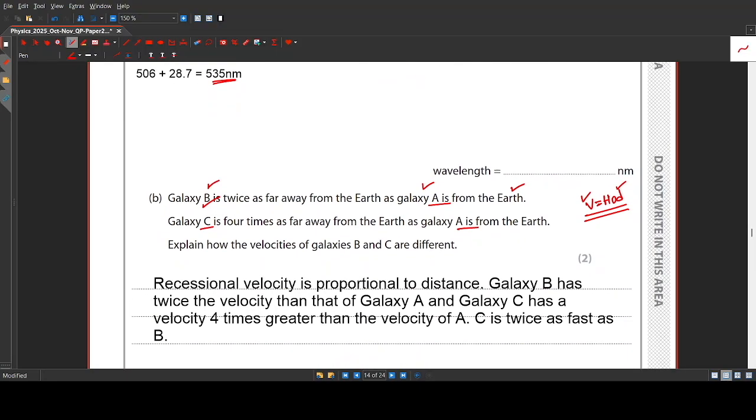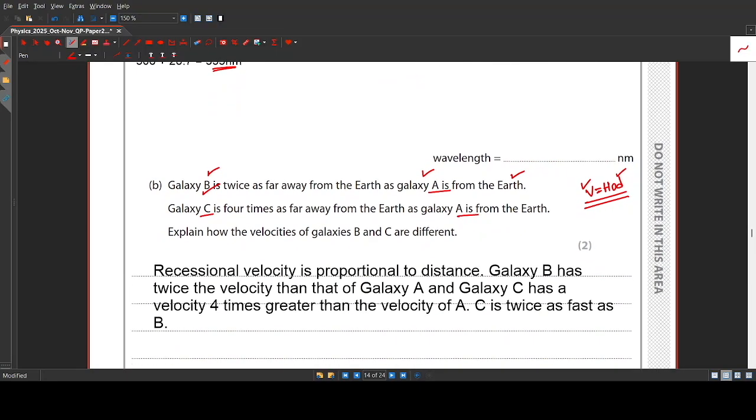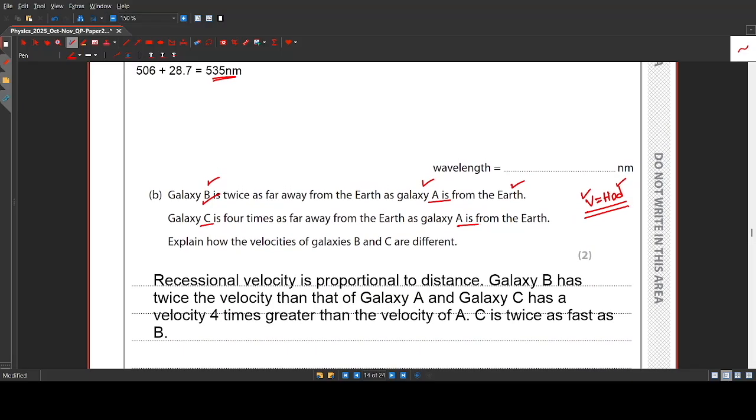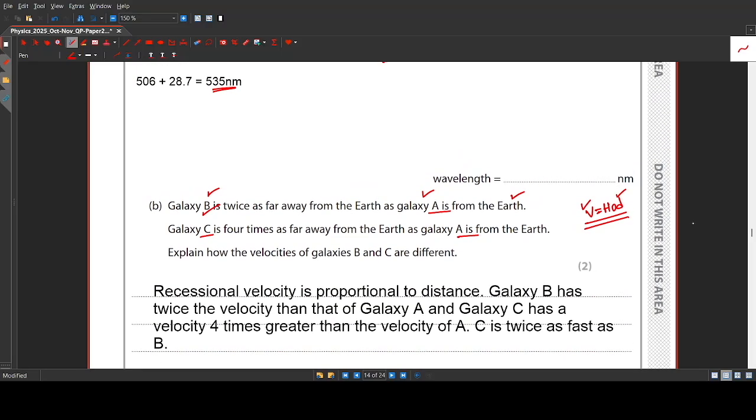You can write the last statement as well, which is C is twice as fast as B. Because if B is twice as far as A and C is 4 times as far as A, then obviously C is twice as far as B. So if C is twice as far as B, then the recession velocity of C is twice the recession velocity of B.